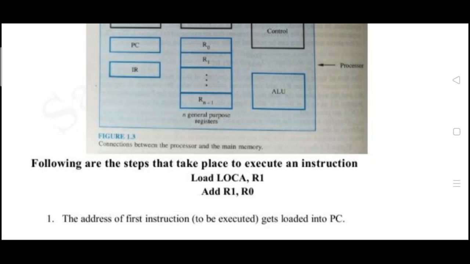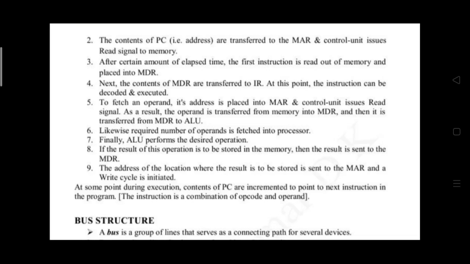The address of the first instruction to be executed gets loaded into PC. So for the first time, the address of the next instruction itself is the first instruction, that is load LOCA, R1. Its address value will be loaded onto the PC, program counter. Next step is step number 2. The content of the program counter, the address value, is transferred to MAR, for the instruction load LOCA, R1, which is being executed.